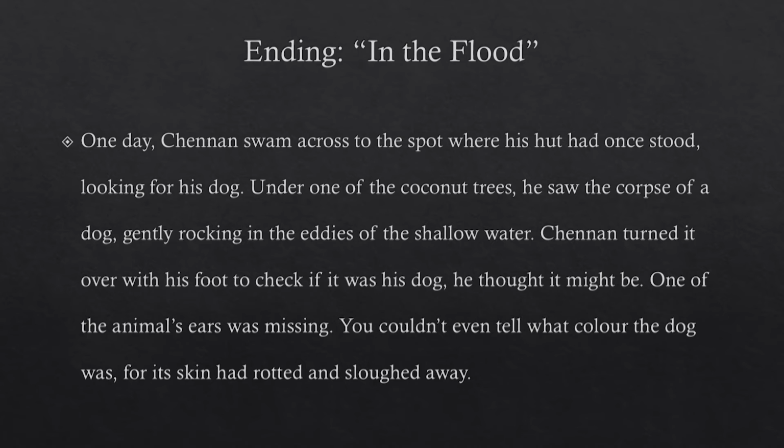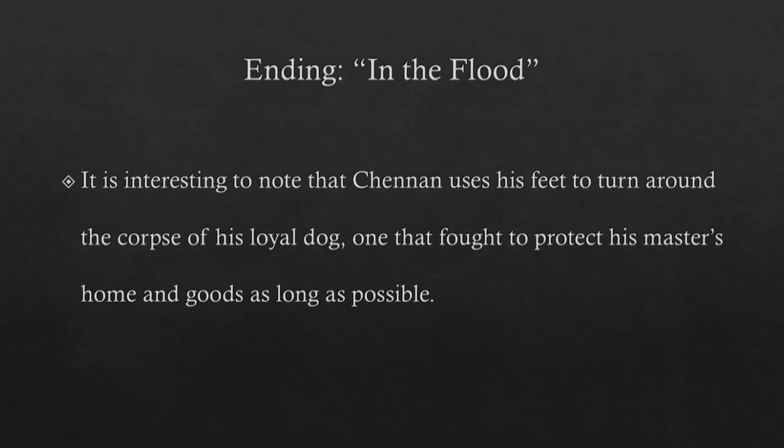So this is the closing section of the story, and if there is a twist, we might look for the twist here. My interpretation of this passage, or the thing that struck me when I read it, is that Chenin uses his foot to turn around the corpse of his loyal dog, one that fought to protect his master's home, Chenin's home and goods, as long as it was possible for the dog to do so. So for me, the jarring aspect is the usage of his foot to turn over the corpse of his dead dog. Of course, you might say that it's a dead thing anyway, and you wouldn't use your hands to touch something that is so apparently gross.